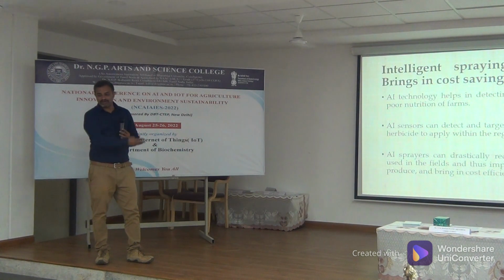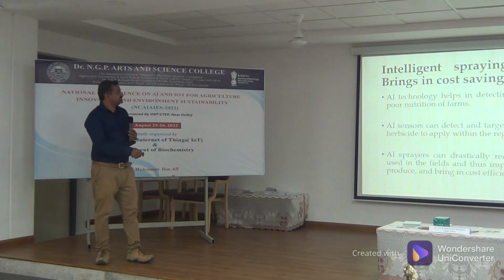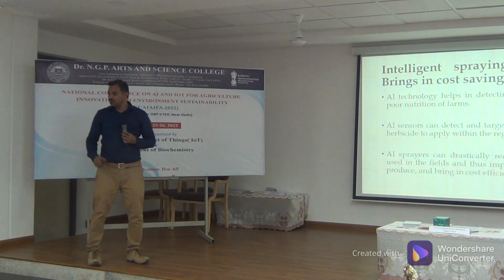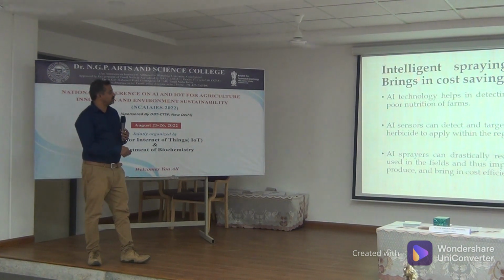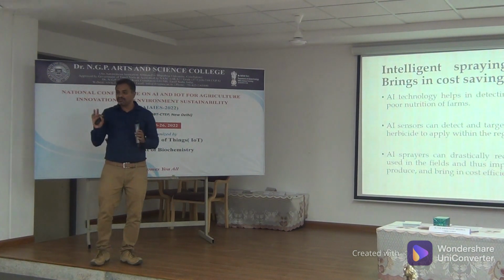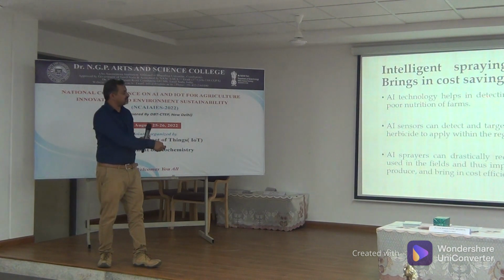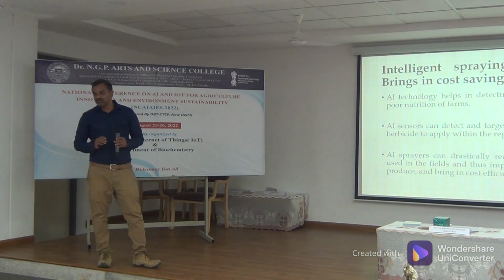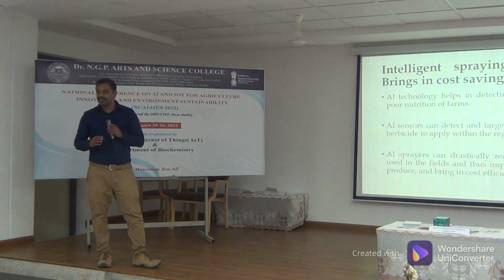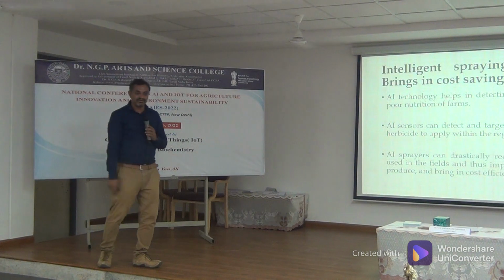Another very important thing I was telling you about is intelligent spraying of chemicals. What is very, very important when you talk about this? It brings cost savings. That is the ultimate aim. The ultimate aim of intelligent spraying is that I can reduce some cost, so obviously it helps the farmers in a better way.